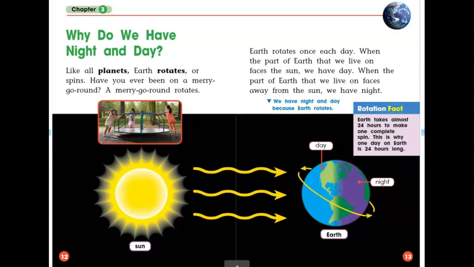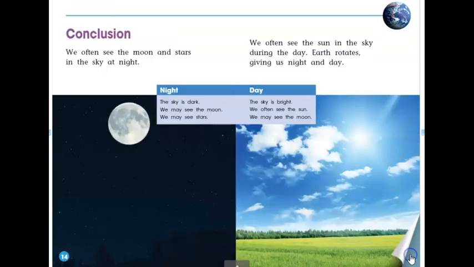Rotation fact. Earth takes almost 24 hours to make one complete spin. This is why one day on Earth is 24 hours long. Sun, day, night, Earth.